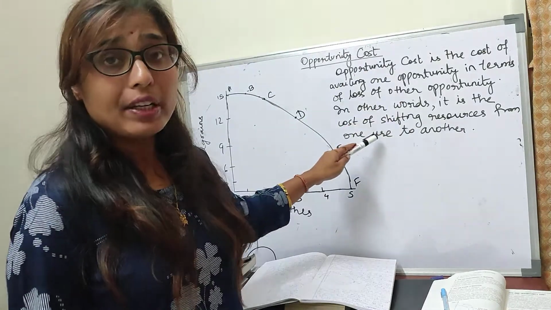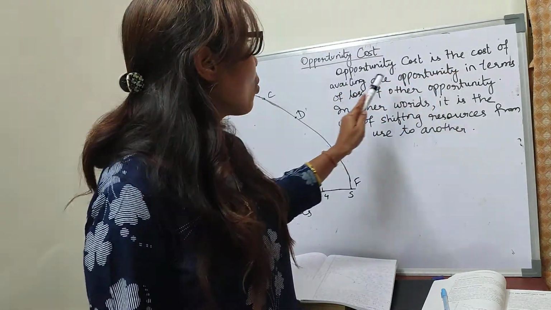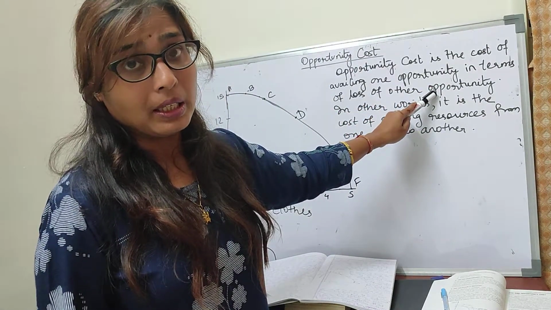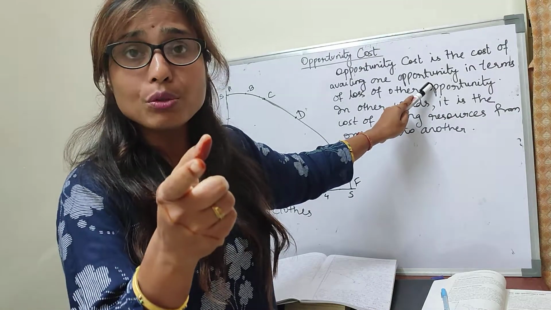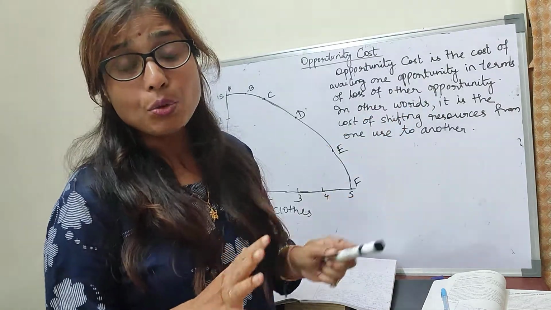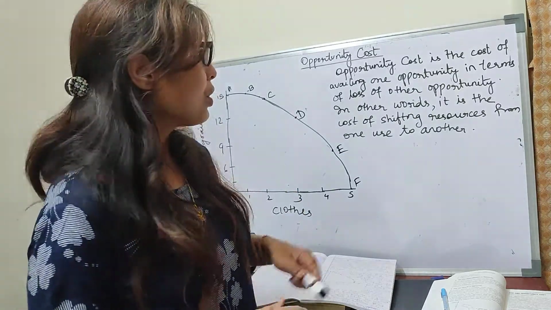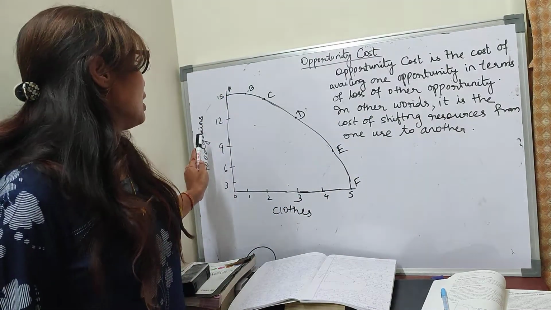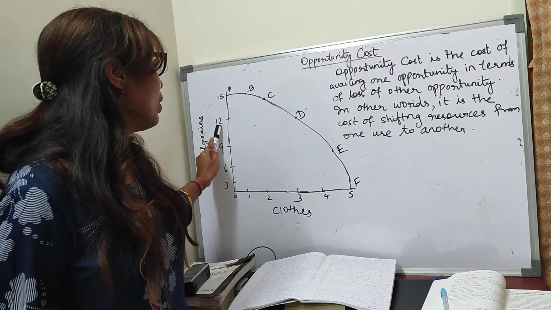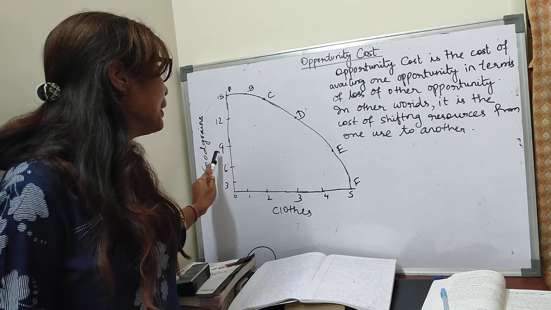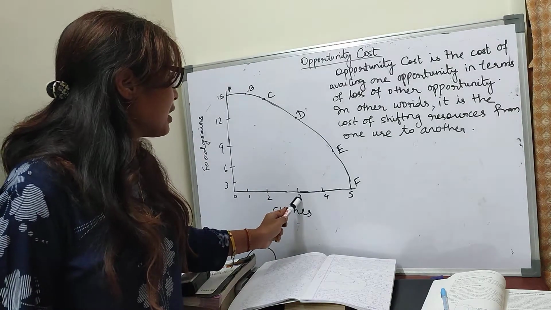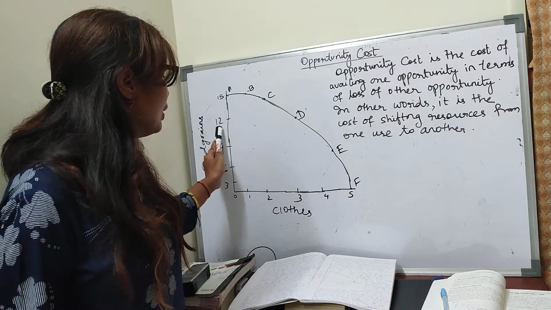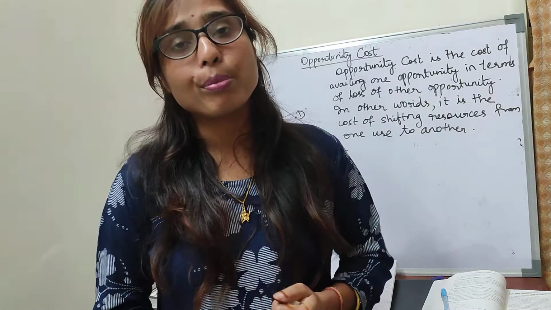Now if you look at the definition, opportunity cost is the cost of availing one opportunity in terms of the loss of another opportunity. That I told you, apple and orange: you decide to choose an apple, but you gave up the opportunity to take the orange. So in other words, it is the cost of shifting resources. Previously your food grain production was at 12 million, now you reduced it to 9 and you increased the cloth production. So it is the cost of shifting resources from one use to another. This is the opportunity cost.